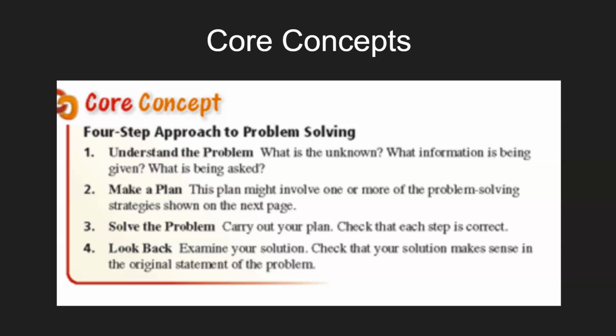There is a four-step approach to problem solving. Number 1. Understand the problem. What is the unknown? What information is being given? What is being asked? Number 2. Make a plan. This plan might involve one or more of the problem-solving strategies shown on the next page. Number 3. Solve the problem. Carry out your plan. Check that each step is correct. Number 4. Look back. Examine your solution. Check that your solution makes sense in the original statement of the problem.